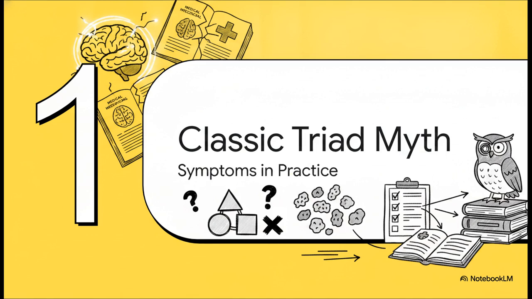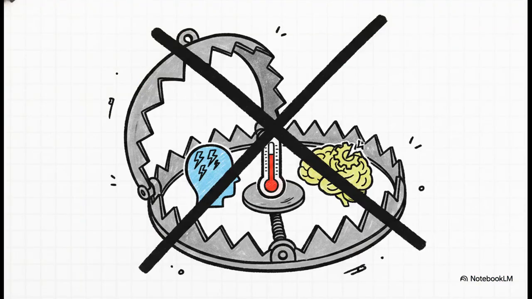We need to look at what actually walks through the clinic doors versus what the outdated textbooks say. We all memorize the classic triad, right? Headache, fever, focal neurologic deficit, boom. But here's the thing. While headache is for sure the most common symptom, showing up in like 75% of patients, seeing all three of these together is a massive trap. Honestly, that perfect trio only shows up in less than half of all cases. If you're standing around waiting for all three before you suspect an abscess, you're going to miss the diagnosis entirely.